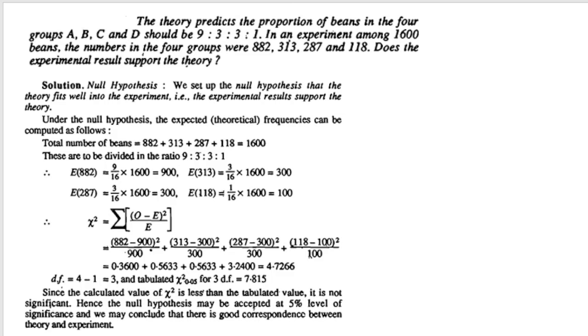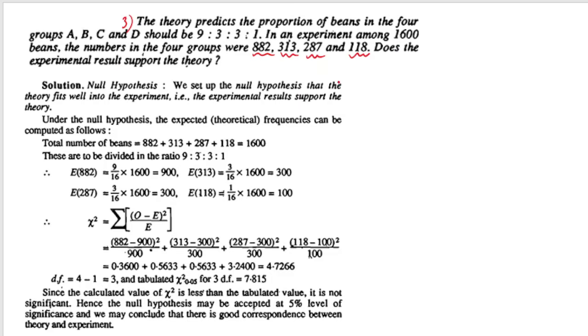Okay, fine. So let us take the third question. The theory predicts the proportion of beans in the 4 groups A, B, C, D should be 9:3:3:1. In an experiment among 1600 beans, the numbers in the 4 groups were 882, 313, 287 and 118. Does the experimental result support the theory?